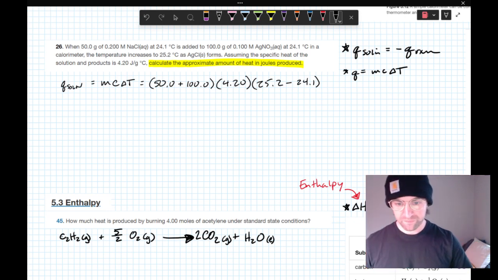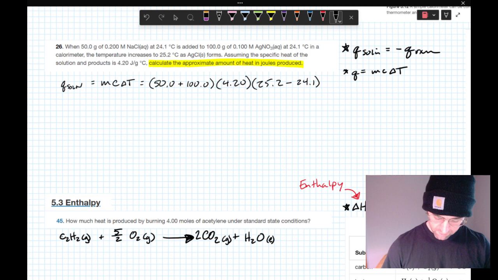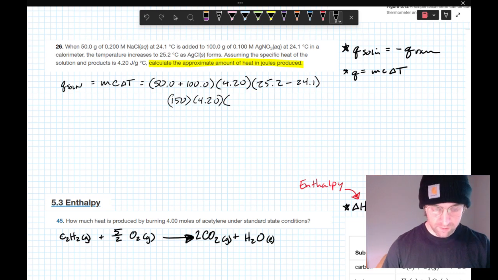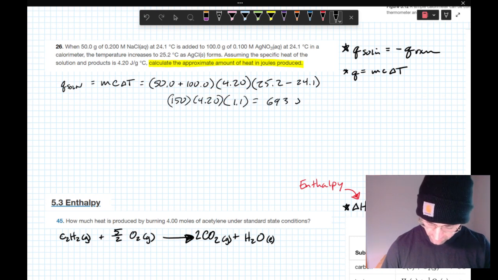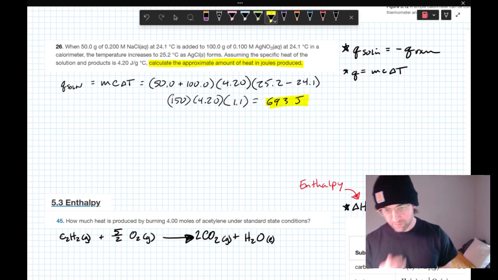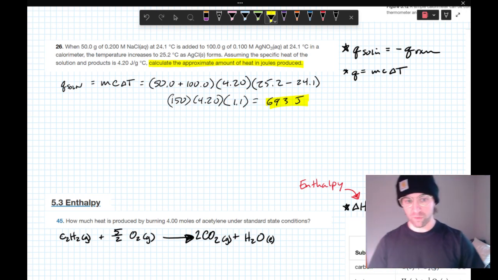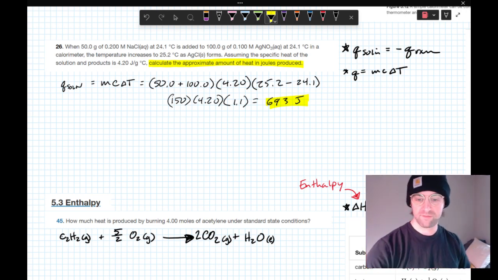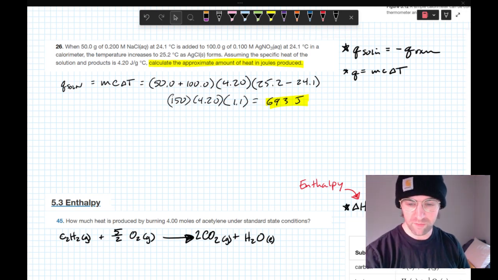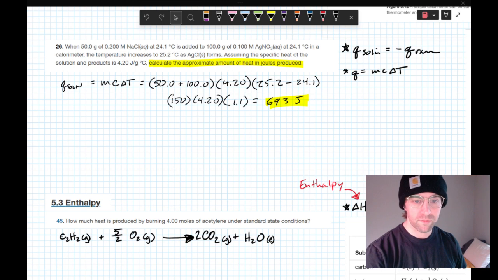Yeah, so far so good. So running that out, we get 150, 4.2, 1.1 multiplied equals 693 joules. So this one really was a simple plug and chug. If you know the formula, you know your variables, you can just work right through it. Let me make sure I'm not forgetting anything here.